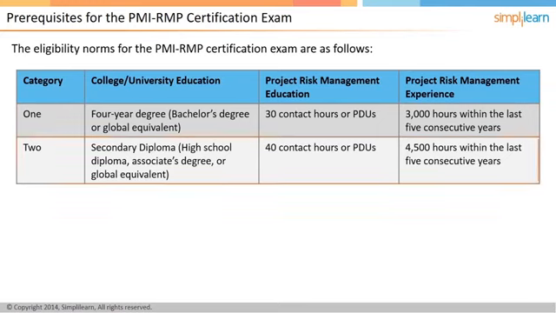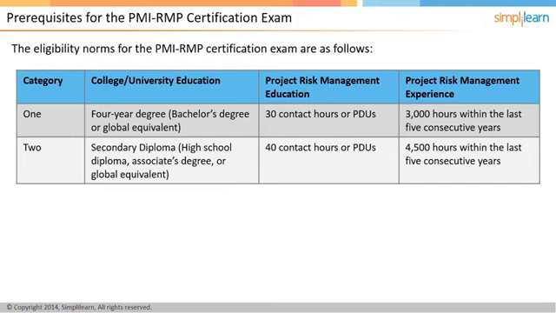If you fall in Category 2, PMI expects you to hold a secondary diploma, high school diploma, associate's degree, or global equivalent with at least 4,500 hours of project risk management experience within the last 5 consecutive years. Additionally, you will need to obtain 40 contact hours or PDUs, and this course will enable you to meet this requirement.